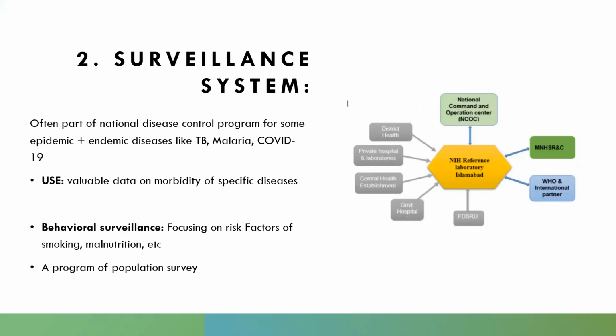Now, the second source of obtaining health data is the surveillance systems, and these are often part of the national disease control programs for some epidemic and endemic diseases like TB, malaria, and COVID-19. It gives valuable data on morbidity of specific diseases. There is also behavioral surveillance that focuses on risk factors such as smoking and malnutrition.